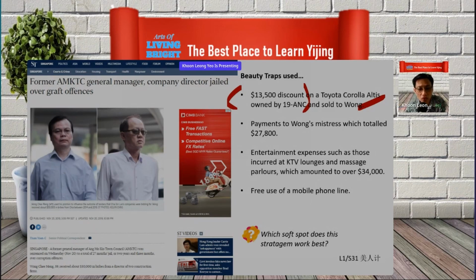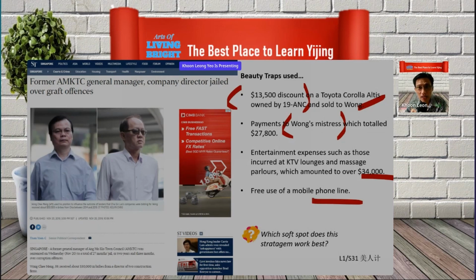Okay, and then payment to Wong's mistress is total 27,800. Oh, got mistress. Okay, so need living expenses. So just nice, 27,800 comes in just nice. So indulging. Entertainment expenses such as those at KTV, lounge, and massage parlor amount to 34,000. Again, free use of mobile phone line, indulgence.